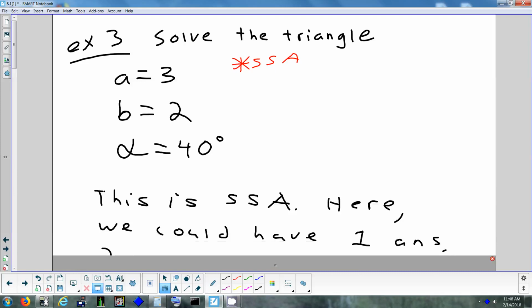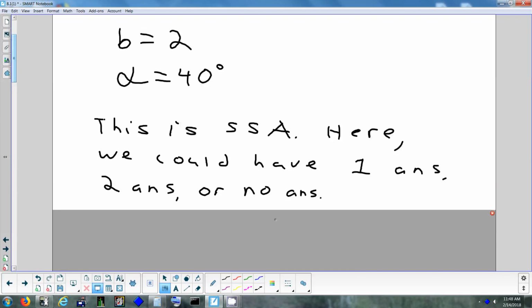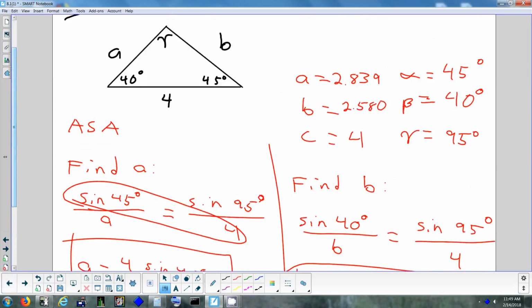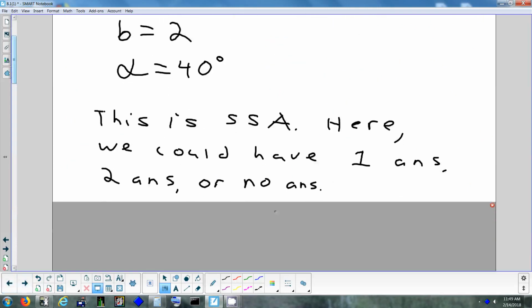It could end up that you just get one answer. It's just like the problems we've been doing. You get one answer for each thing you don't know. Or it could happen that you get 2 answers for each thing you don't know. So that would be like getting 2 different answers for A, 2 different answers for B, 2 different answers for gamma. Okay. So it could be 1 solution, 2 solutions, or it could work out that the information I gave you doesn't work. It's no solution.